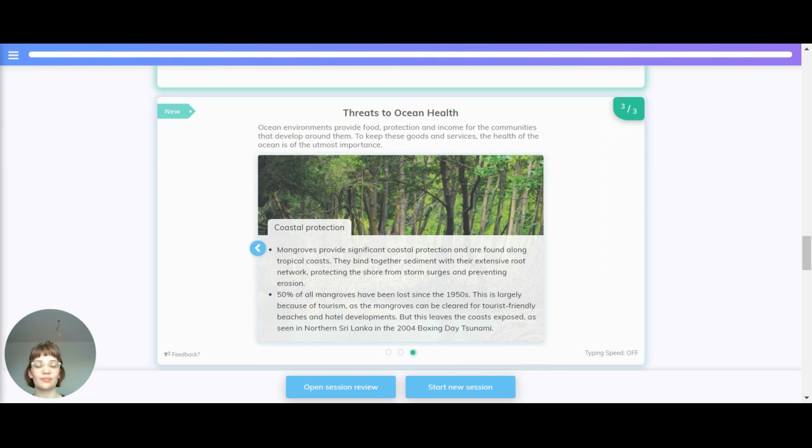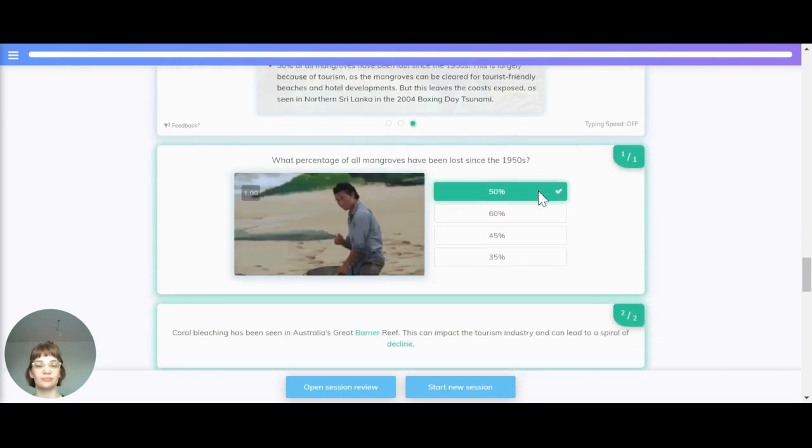Coastal protection. Mangroves provide significant coastal protection and are found along tropical coasts. They bind together sediment with their extensive root network, protecting the shore from storm surges and preventing erosion. 50% of all mangroves have been lost since the 1950s. This is largely because of tourism, as the mangroves can be cleared for tourist-friendly beaches and hotel developments. But this leaves the coast exposed, as seen in northern Sri Lanka in the 2004 Boxing Day tsunami.